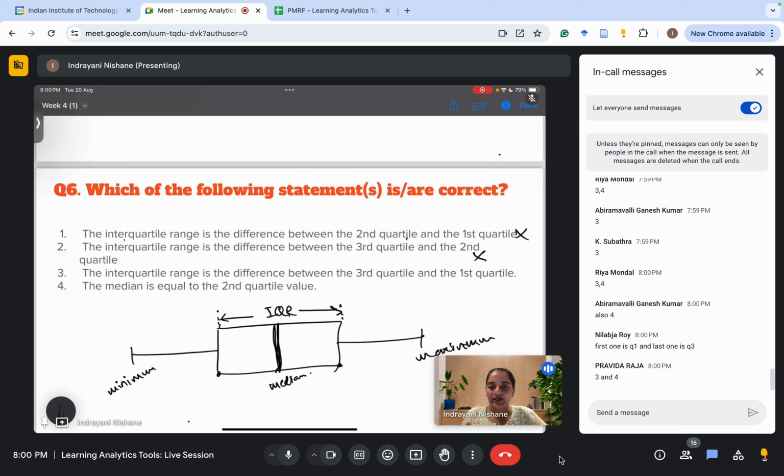Option 3, interquartile range is the difference between third quartile and first quartile. Yes, because this is Q3 and this is Q1. So the difference between Q3 and Q1 is IQR. So this is the correct option. Then median is equal to second quartile value. Yes, this is also correct. So 2 and 3. Yeah, first one is Q1 and the last one is Q3. Correct. So option 3 is also correct and option 4 is also correct.